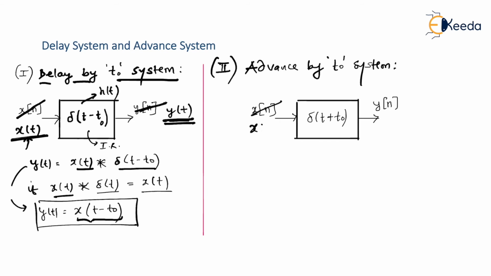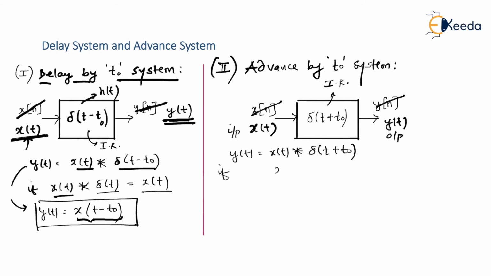So again, I'll change this to x of t, and I'll change y of n to y of t, because this refers to a continuous time signal and not discrete time. So we know that this is the input, this is the output of the system, and whatever we write inside the block is always an impulse response. So by relating them, y of t is always x of t convolved with del of t plus t naught in this case. Am I right?